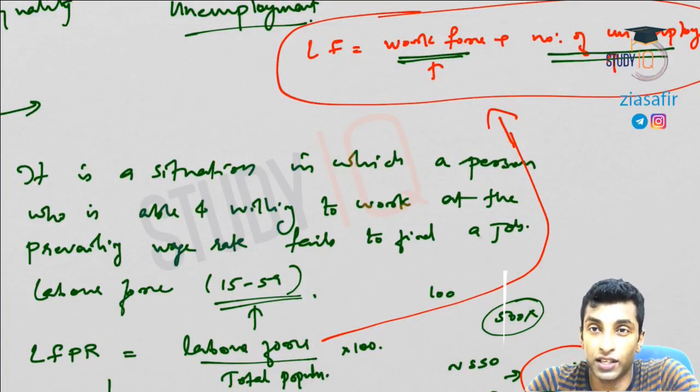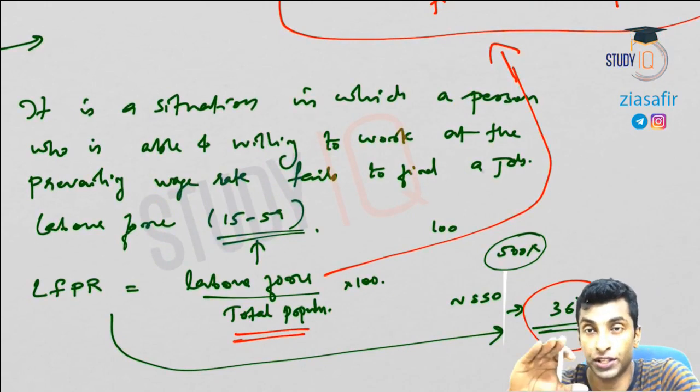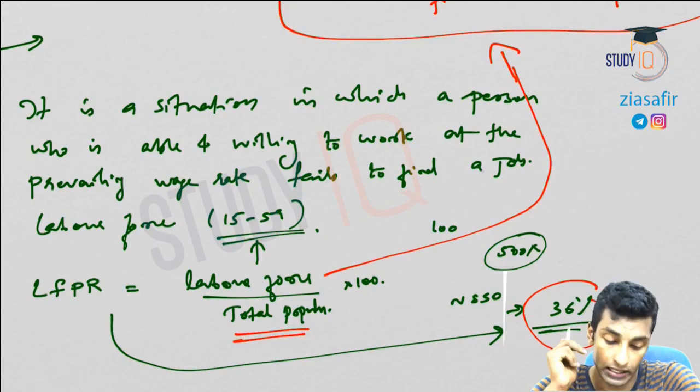So we will continue our discussion on social sector. We were talking about unemployment. We have completed unemployment and the measurement of unemployment in India. We have discussed different methods in which unemployment is actually measured.